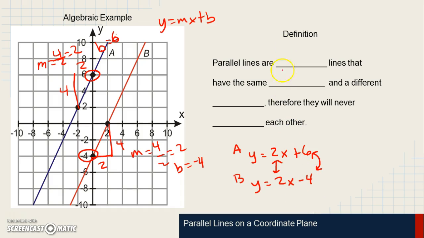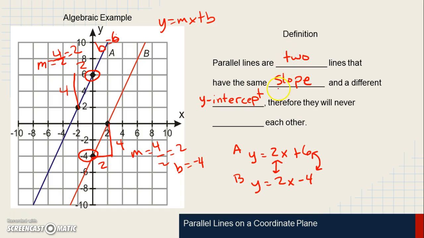So let's go ahead now and just define what parallel lines are. They are two lines that have the same slope, or you can say rate, they're interchangeable, but a different y-intercept, or we can say constant. We're going to use y-intercept and slope because we're not talking about real-world problems here. We're just talking about math.